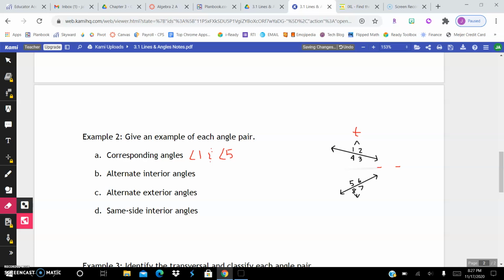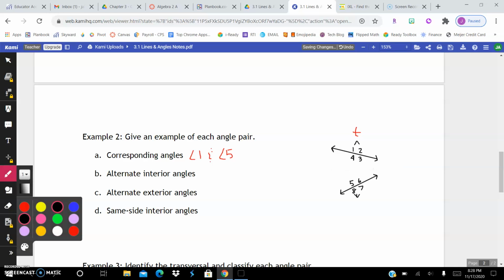Next on our list is alternate interior. I erased that line and I did not want to. Let's put it back in there. Not straight, but you get the point. Alternate interior means on the inside, so interior is inside, and alternate means opposite sides of our transversal. So we can say angles 3 and 5 would be alternate interior. I could have also said angle 4 and 6. Then for alternate exterior, same thing, but on the outside. So I can say angle 1 and angle 7. I could also have picked 2 and 8 as a pair.